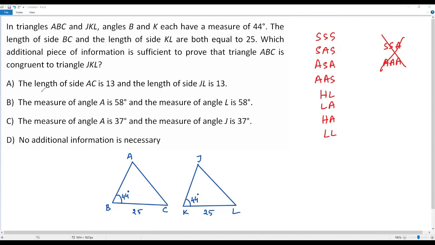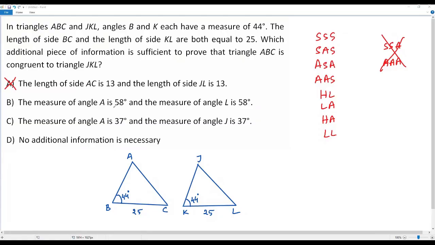Now let me consider the information in answer choice A. The length of side AC is 13 and the length of side JL is 13. AC is over here, its length is 13, and JL is over here, its length is 13. The lengths of these two sides are equal, the lengths of side BC and side KL are equal, and the interior angle measures over here are equal. That is, we have side, side, angle. But SSA cannot be used to prove two triangles are congruent. So the information in answer choice A is not sufficient to prove that triangles ABC and JKL are congruent.